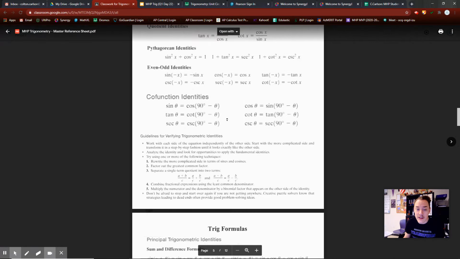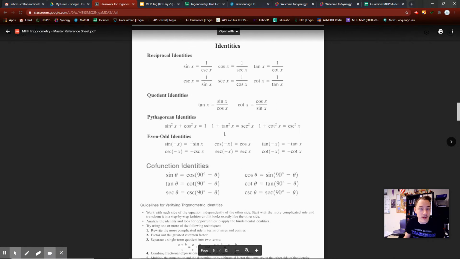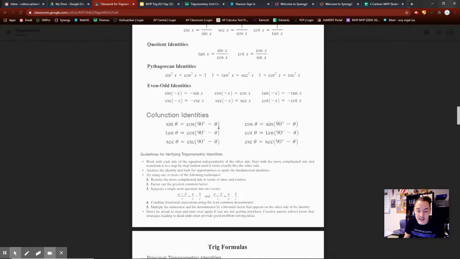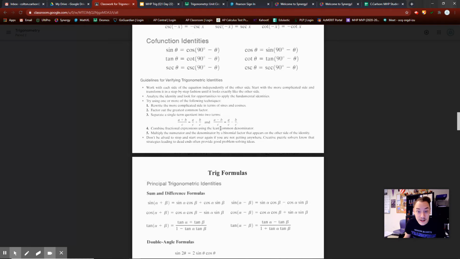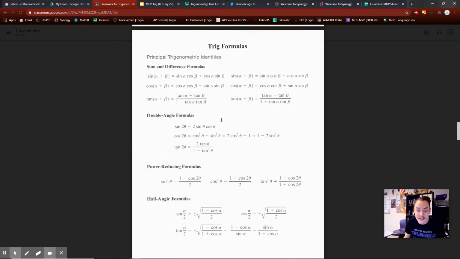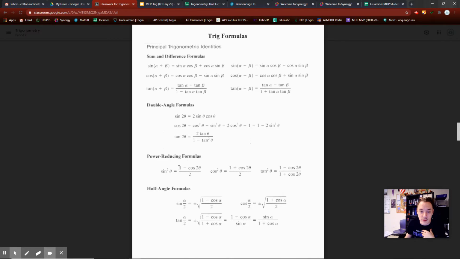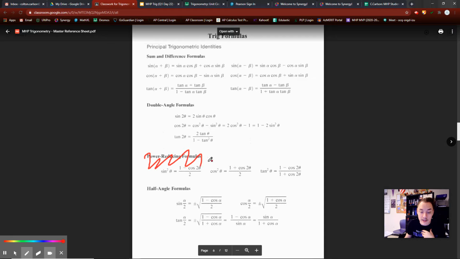And then, of course, it gives you some basic identities of what we learned in 6.1. So Pythagorean identities, quotient identities, reciprocal identities. It gives you the guidelines for verifying the trig identities, the actual guidelines here. And then it also gives you the trig formulas, 6.2, and so on. We're not going to do 6.4, which is the power reducing formulas. So you don't need to know that. So you can actually scribble these out right here because we don't need to know those. So if you do want to print this out and have it with you on a test, I would strongly encourage you to do that.